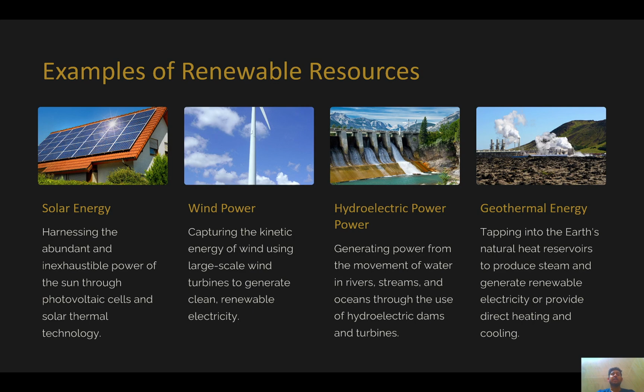Wind power. Capturing the kinetic energy of the wind using large-scale wind turbines to generate clean, renewable electricity. Next one is hydroelectric power. Generating power from the movement of water in rivers, streams, and oceans through use of hydroelectric dams and turbines. And last example is geothermal energy. Tapping into the Earth's natural heat reservoirs to produce steam and generate renewable electricity, and to provide direct heating and cooling.